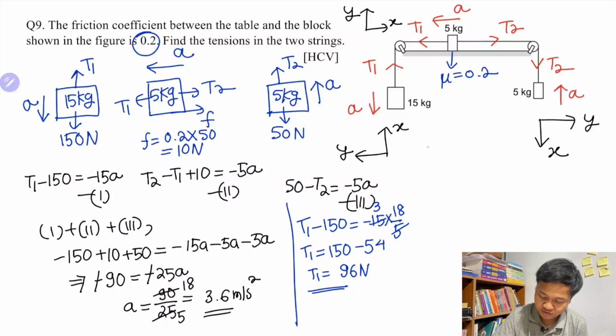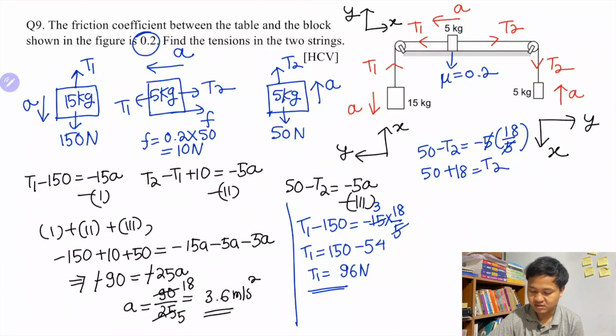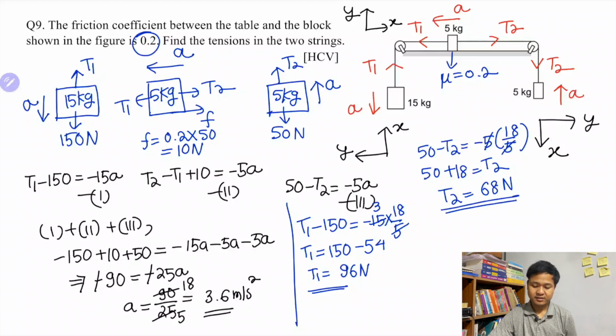Putting in equation number 3: 50 minus T2 should be equal to minus 5 into 18 by 5. Right? So 5 and 5 cancel out, 18 should be equal to T2 minus 50. Therefore what is T2? So this is 68 newton. So that is your answer.